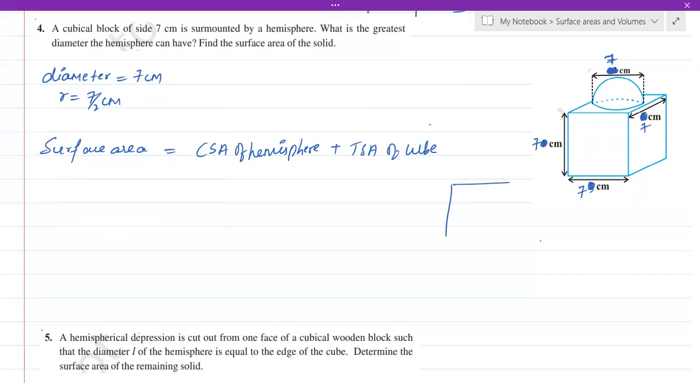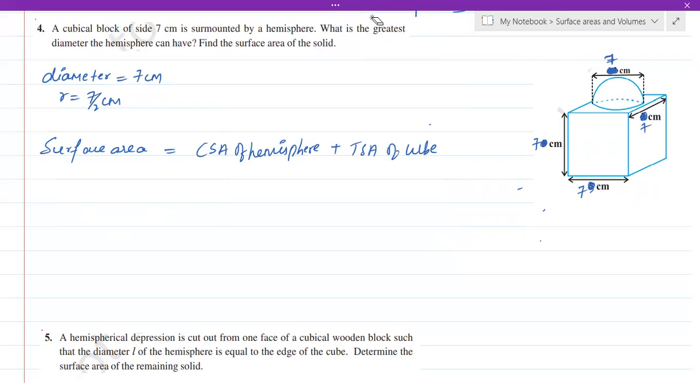Let me draw the top view. See, let's say this is the top view of the cube. On top of this we have got a hemisphere. Now this circular region is not visible to us. Only this edge part here and here and here and here, these are visible to us, isn't it? So we are not supposed to find this circular part. We don't want that because it is not visible to us. Therefore, how do I find it?